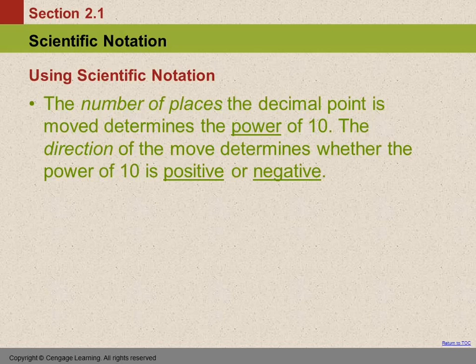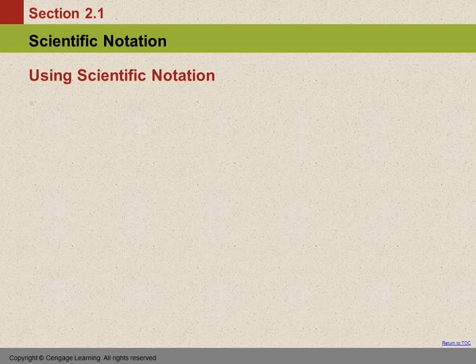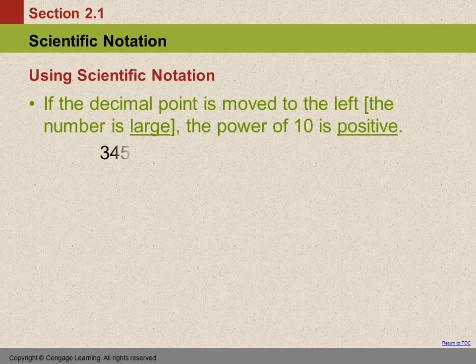The number of places we move it determines the power of 10. The direction determines whether it is positive or negative. If the decimal point gets moved to the left, the number is large. The power of 10 is positive.